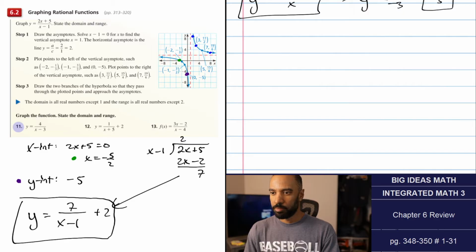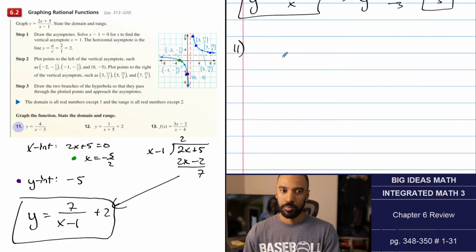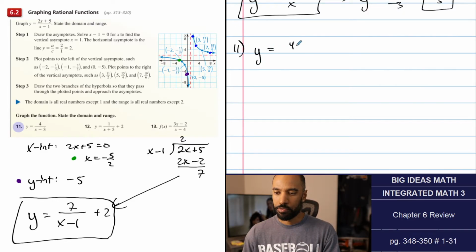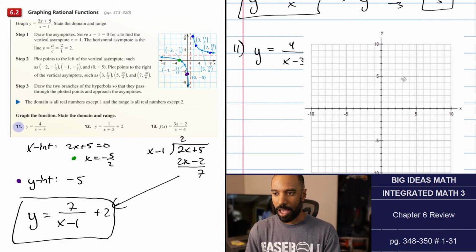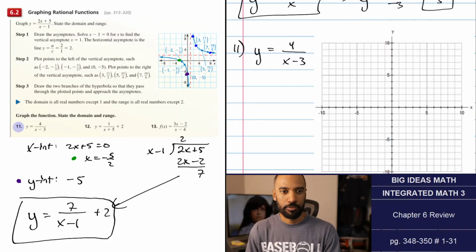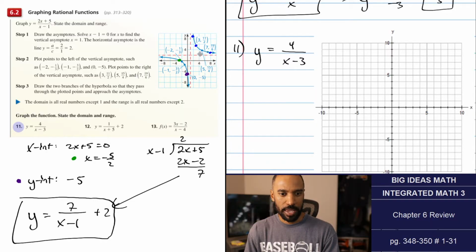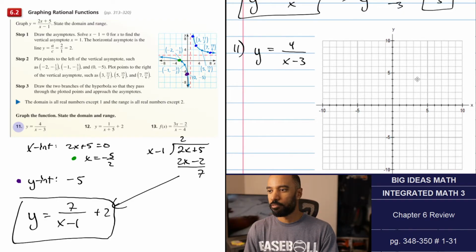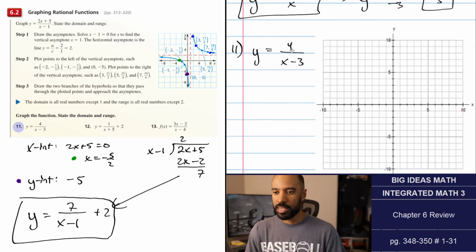On number 11, we have y equals 4 over x minus 3. Now this is in that graphing form. Oh, by the way, before I move forward, the domain x can't equal 1, the range y can't equal 2. We're going to talk about those for these other questions as well. But for this one right here, this is in that graphing form, the y equals a over x minus h plus k. There just doesn't happen to be any sort of k associated with this.